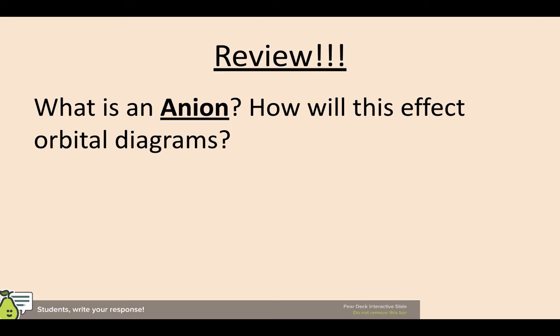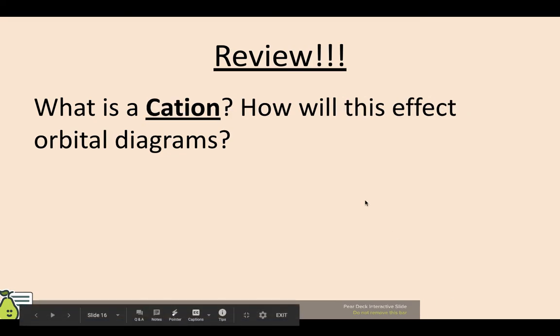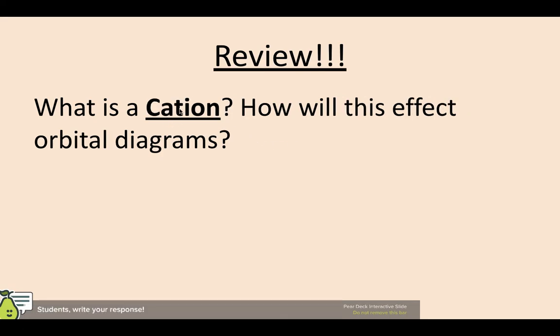Remember, an anion is an element that gained electrons. So anions are always gaining, so they will be negatively charged. So if we're gaining electrons, you're going to add arrows to the orbital diagram, okay? And then a cation is going to lose electrons because cations are positively charged. Remember, positive looks like the t, which is a plus sign, and we're going to take electrons away.